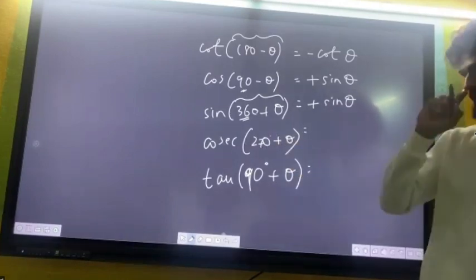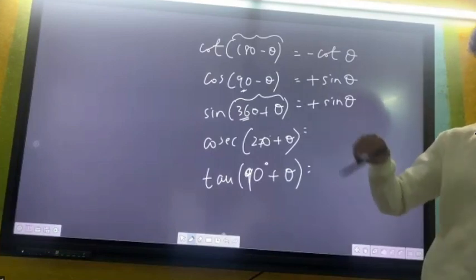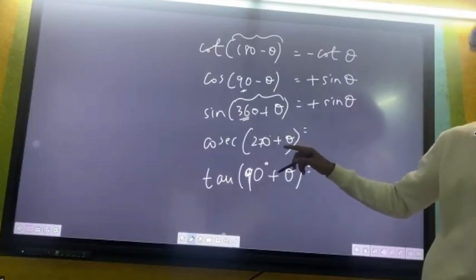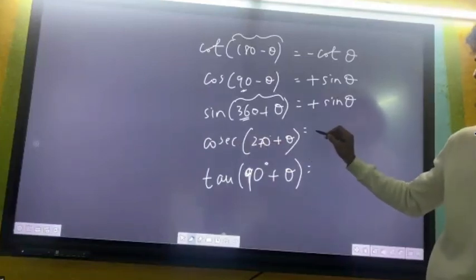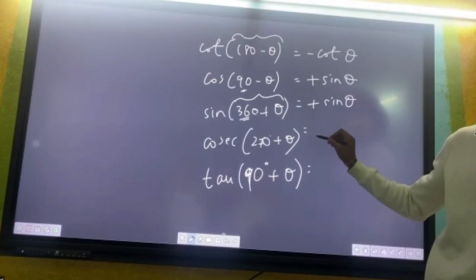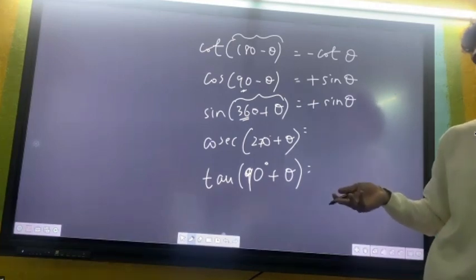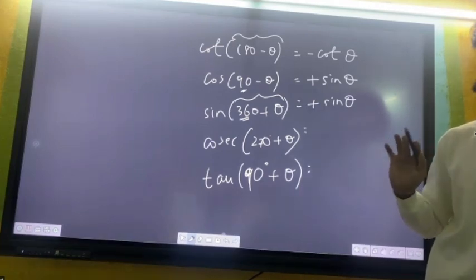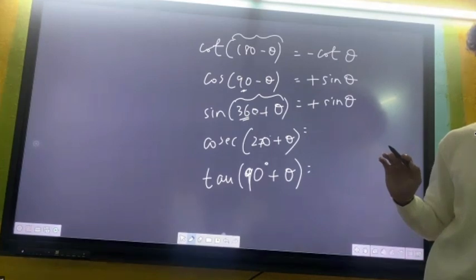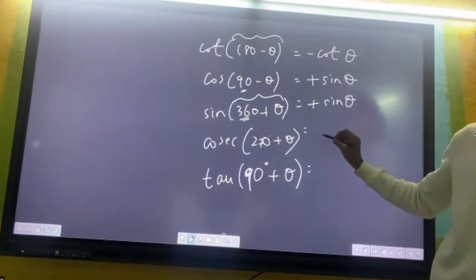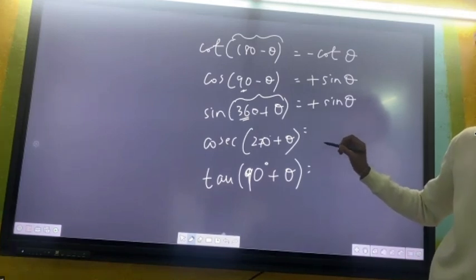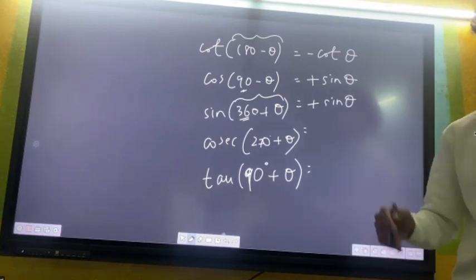270 plus. Fourth quadrant. Cosecant is? What's positive in the fourth quadrant? It's a logic question. In the fourth quadrant, what is positive? Cos and secant. ASTC.